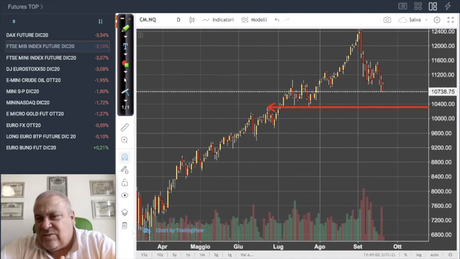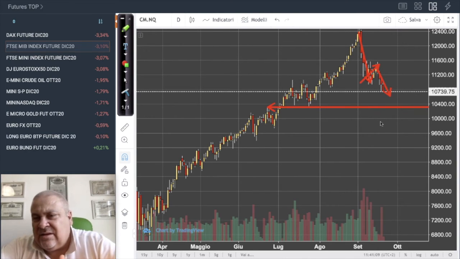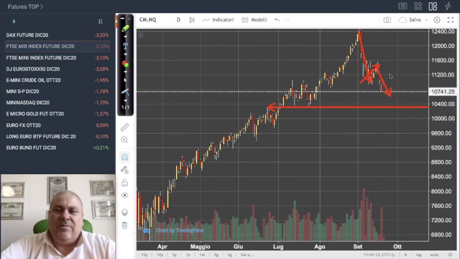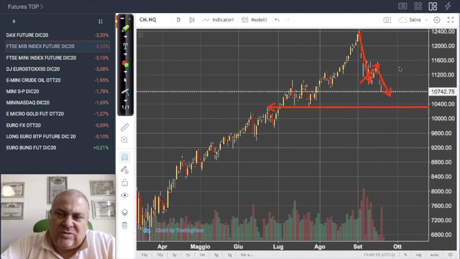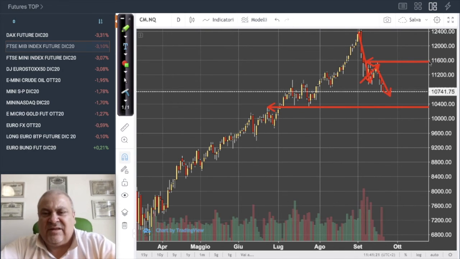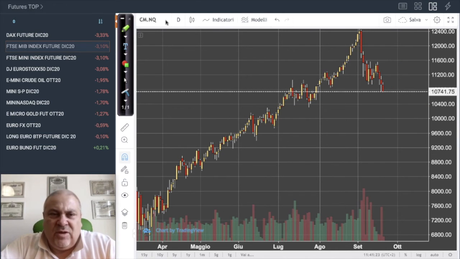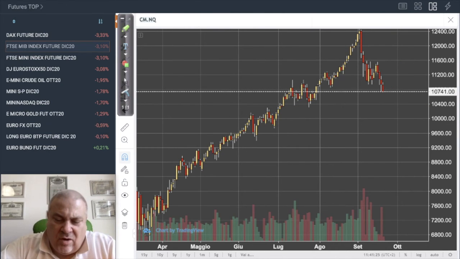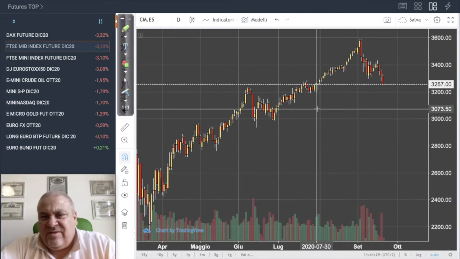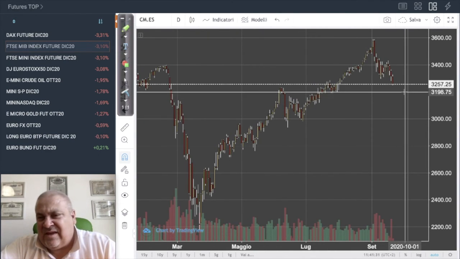So in this case, we can say that we have a downtrend here, then a flag, and then maybe again a downtrend. In case of recovery over 11,000, my opinion is that we can still continue to stay in between that price and 11,600, that is the resistance here. Not so far is the situation of the S&P 500, even if we can clearly say that the Nasdaq is now weaker than the S&P 500.